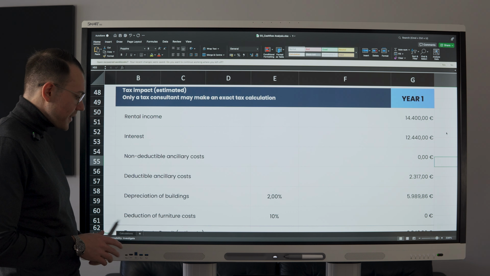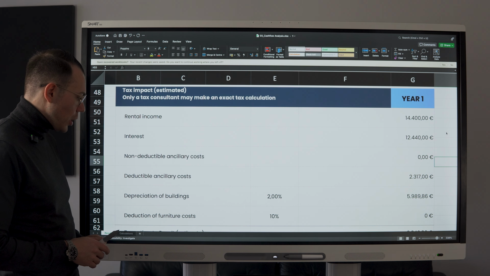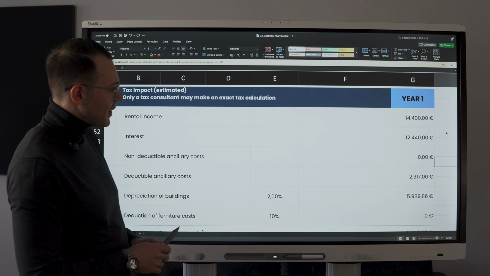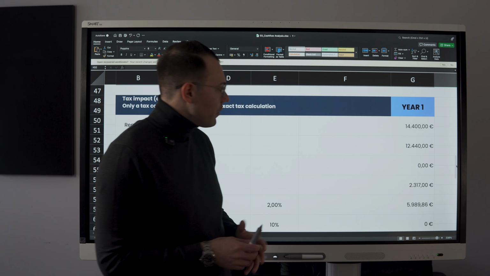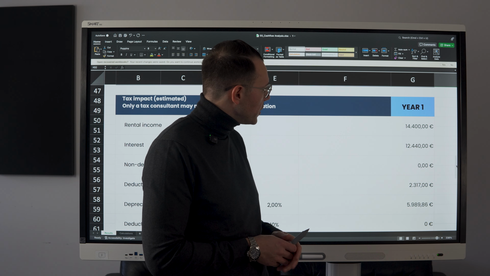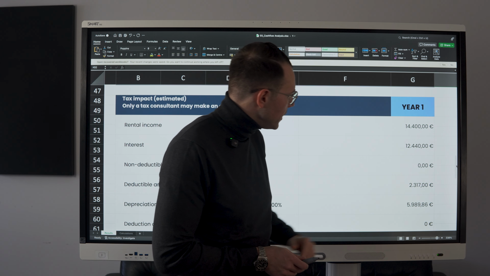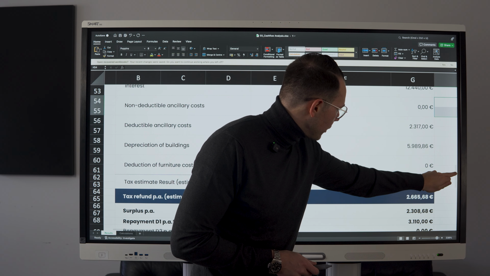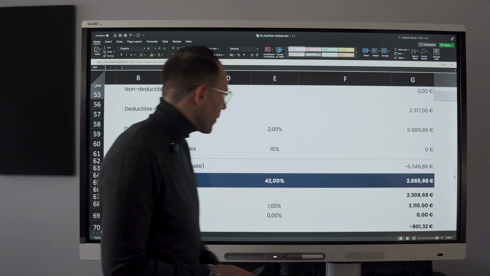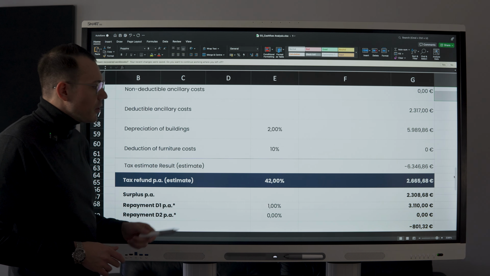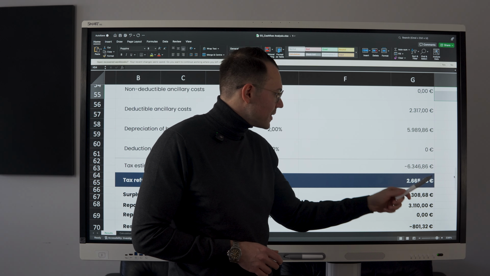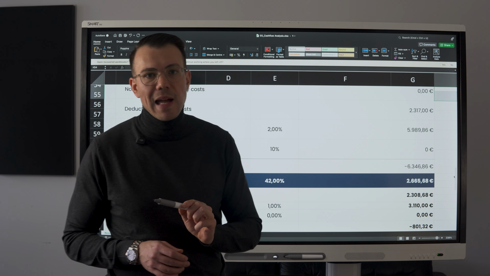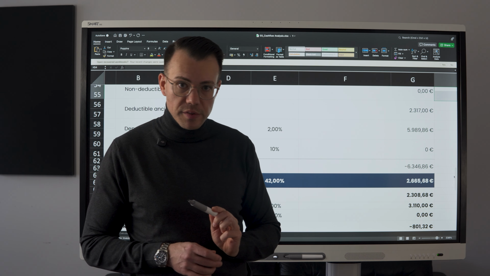Furniture would also be tax deductible, but as mentioned earlier, not included in this calculation. So we have in total, if we have plus 14,400 minus these tax deductible expenses, a tax estimate result of 6,346 as tax deductible expenses.